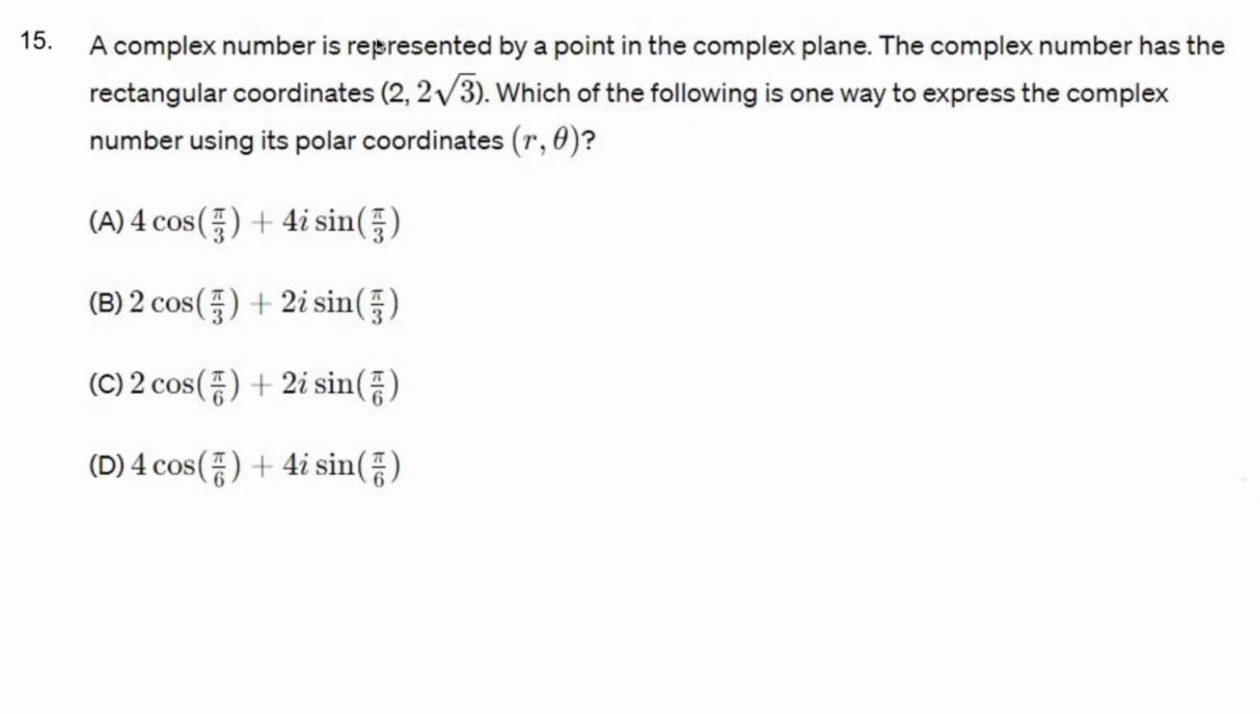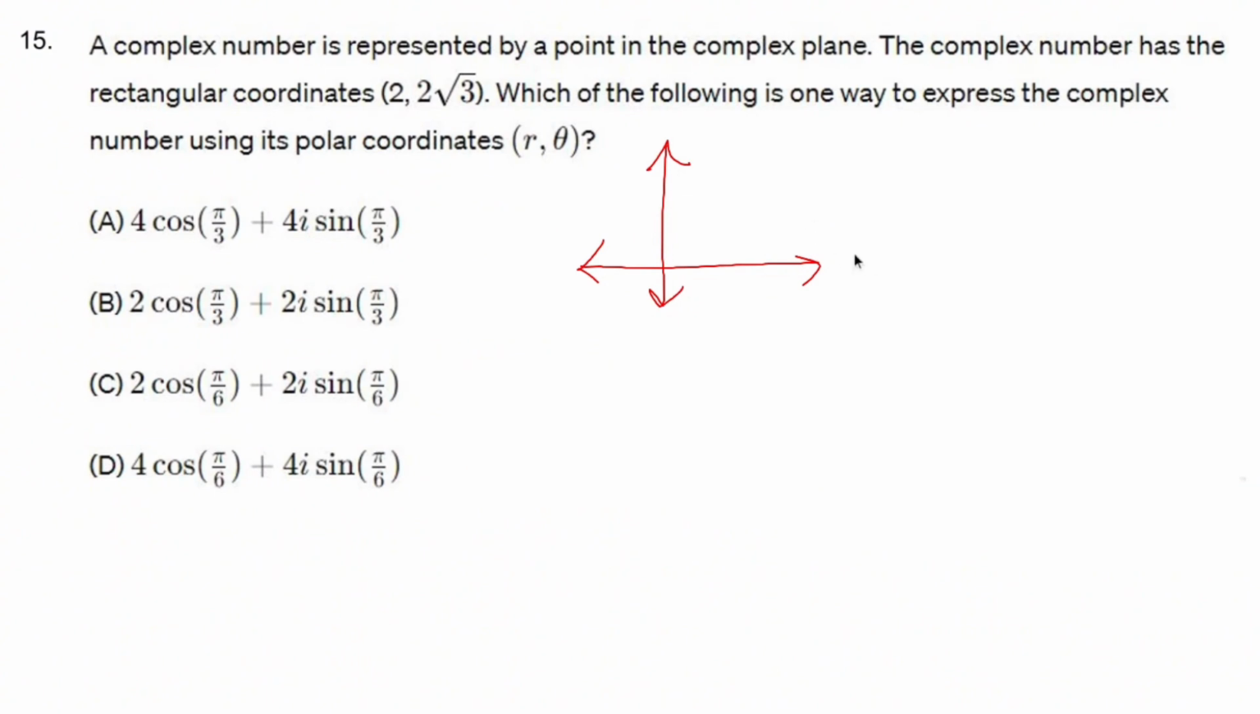A complex number is represented by a point in the complex plane. The complex number has the rectangular coordinates 2, 2 root 3. Which of the following is one way to express the complex number using its polar coordinates? Well, this is how complex numbers work. You treat it like a regular old point, all right?